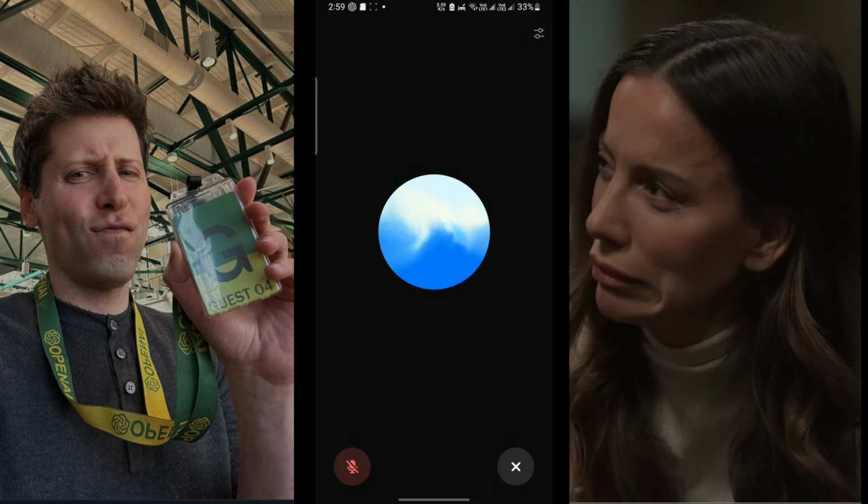So you can use the advanced voice mode to learn any language or correct your pronunciation. For example, have a look at this demo.